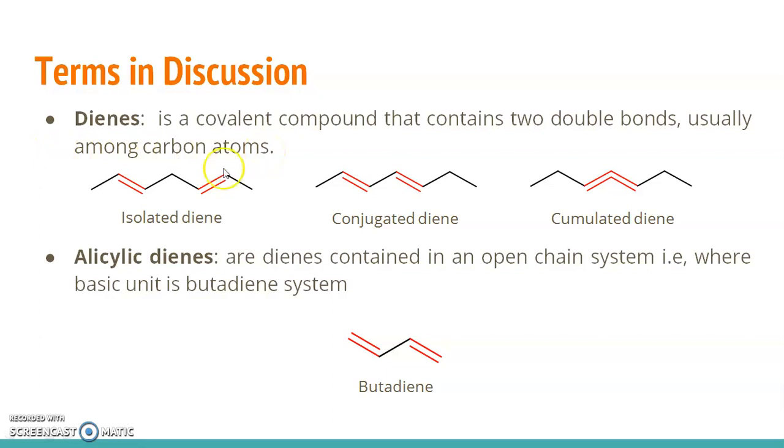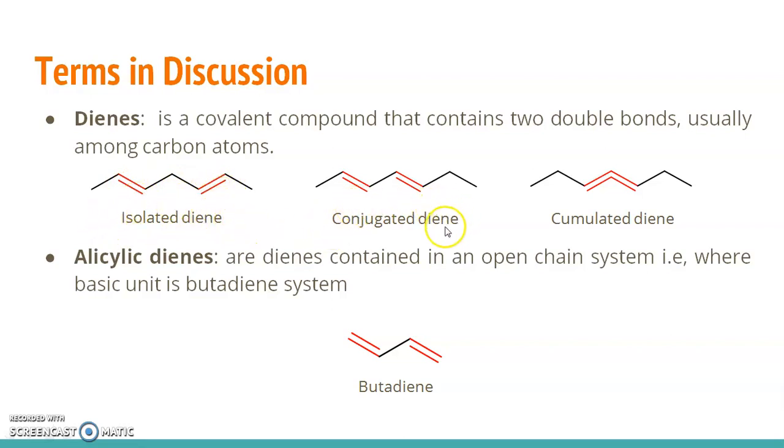So with that definition, we have three different types of dienes. The first one is isolated diene, the second one is conjugated diene, and the third one is accumulated diene. The isolated diene is a system where two double bonds are separated by more than two single bonds. I'll repeat, it is an isolated diene where two double bonds are separated by more than two single bonds. I have represented these double bonds in red color so that they can be differentiated. They are termed as isolated dienes.